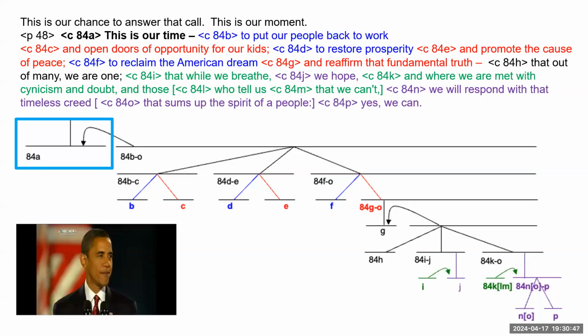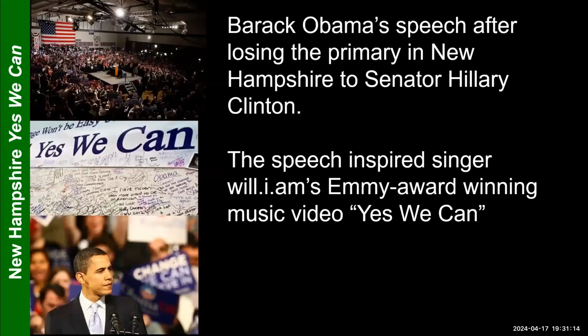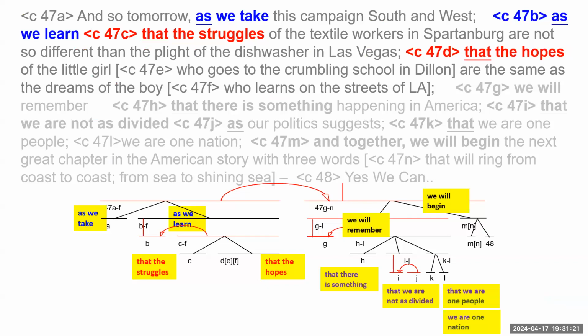We've looked at examples such as Obama's use of a pattern, very symmetrical, paratactic, followed by paratactic, followed by paratactic, and then on top of that, another three paratactic relations. The paratactic relations themselves are what moves the text along. We see that in the other speech that Obama gave, which in fact, as we said, was set to music. Because in this case, we have "as we take, as we learn, that the struggles, that the hopes," again, pairs of constructions that are placed symmetrically.